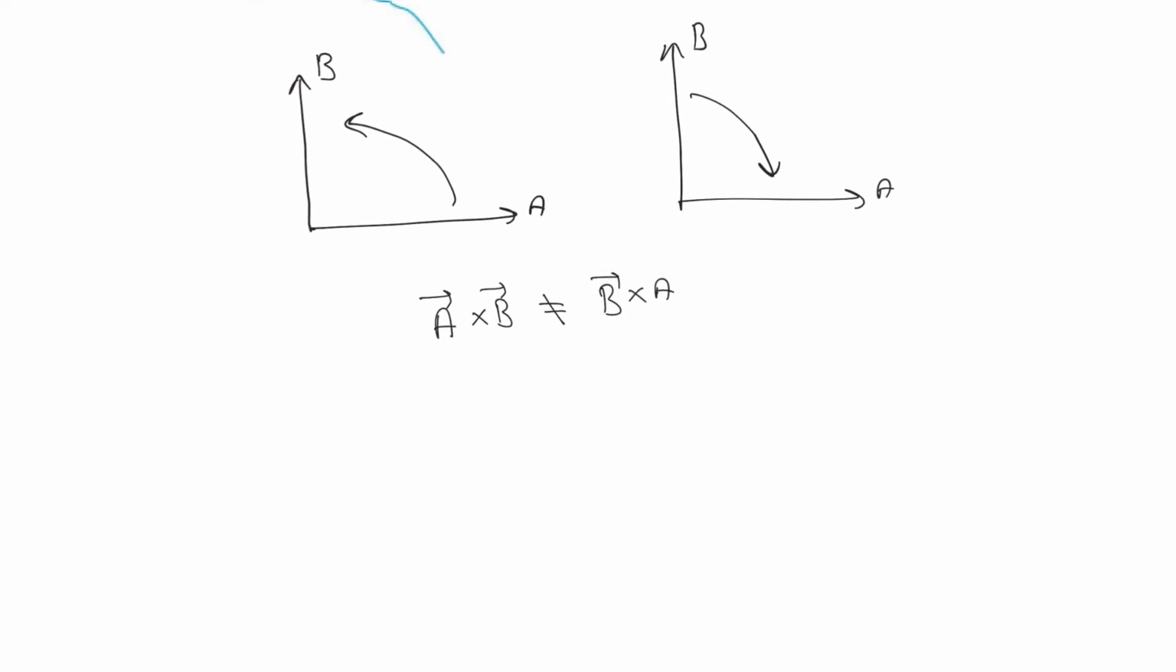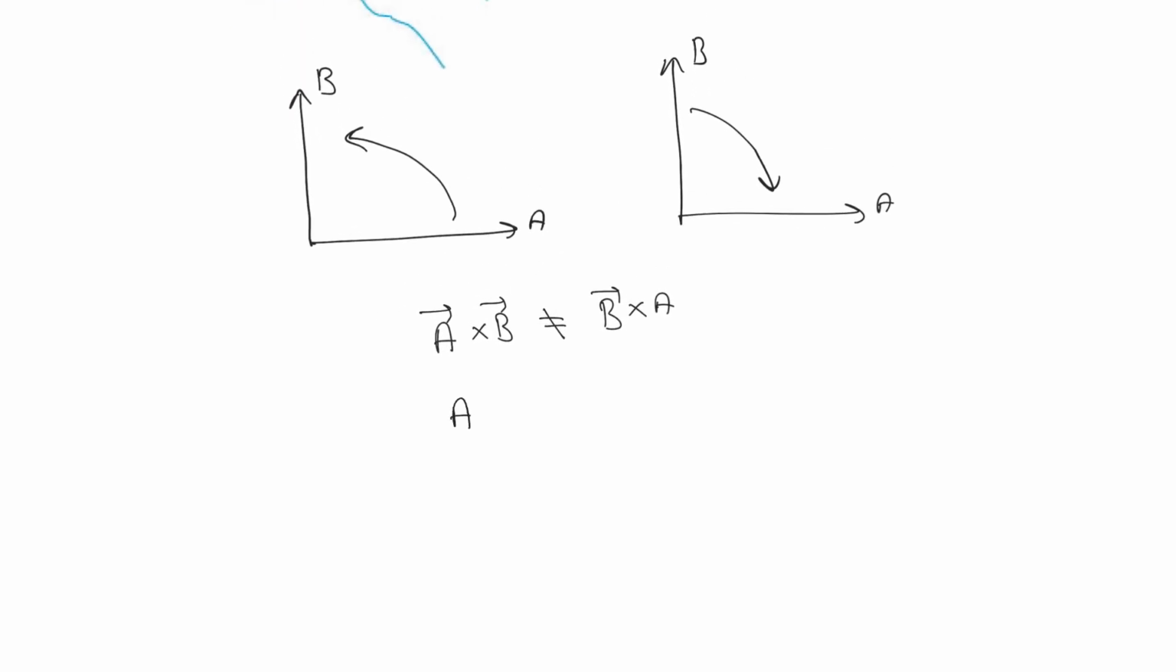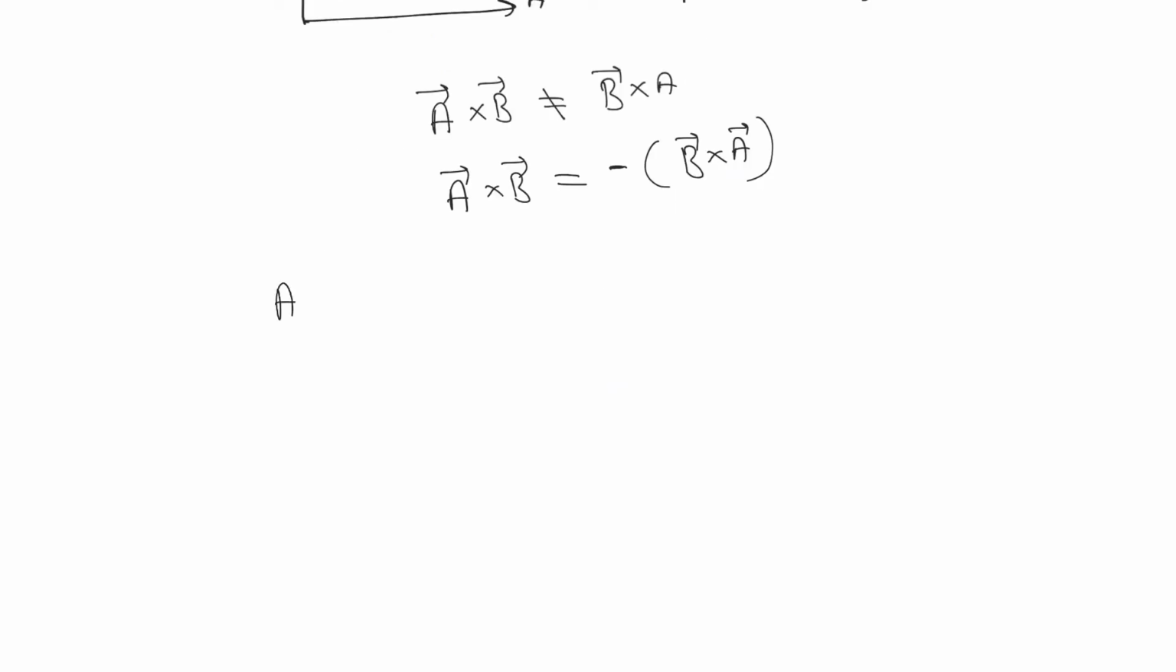So we write a cross b is not equal to b cross a, or you can write a vector cross b vector is equal to minus of b vector cross a vector, because both have the same magnitude of ab sine theta, but the direction is opposite. But in case of dot product, the value of a dot b and the value of b dot a are the same.